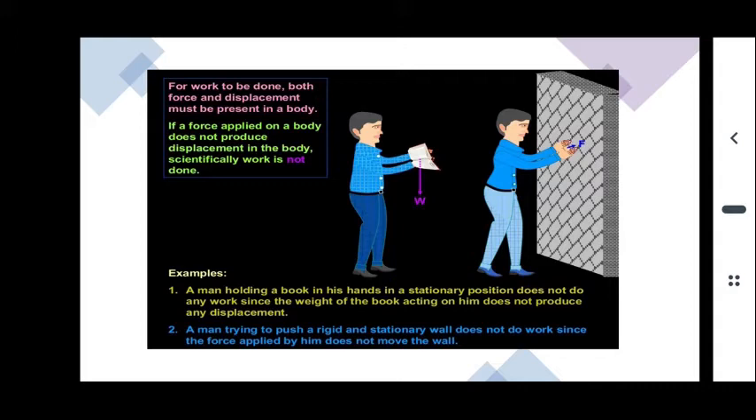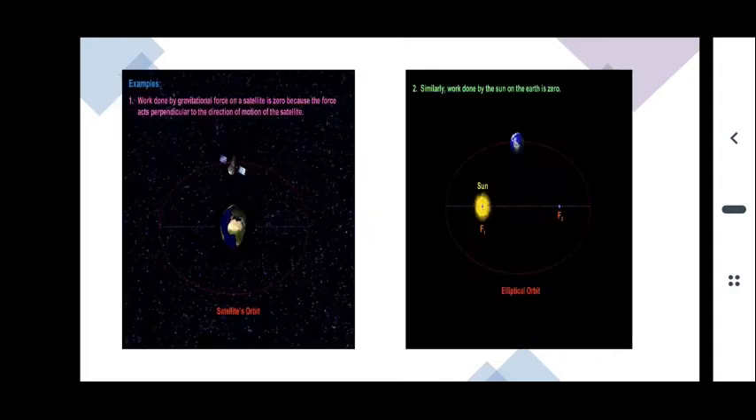Similarly, a person is pushing a rigid wall. He is applying force, but the rigid wall is not moving. There is no displacement. Hence, the work is not done. Some more examples where there is zero work are the moon moving around the earth. There is also no work done. And whenever a satellite is moving around the earth, that is also said to be no work done. That is because force and displacement are perpendicular in direction.